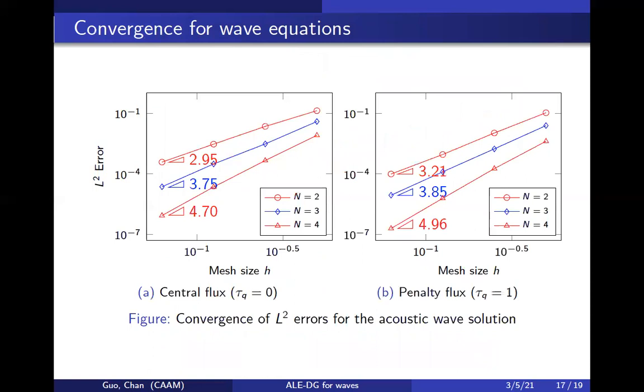In the next experiment, I tested the accuracy of the ALE DG method for both central flux and penalty flux. In all cases, we can see that the convergence rates are very fast and close to the optimal convergence rate, which is of order h^(N+1/2).